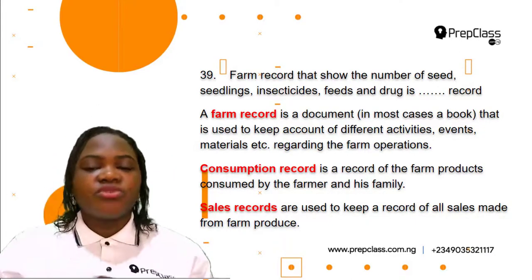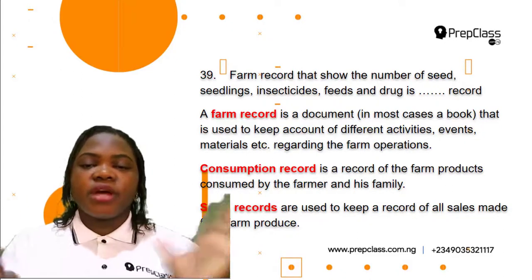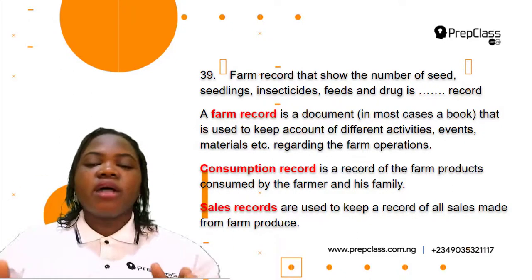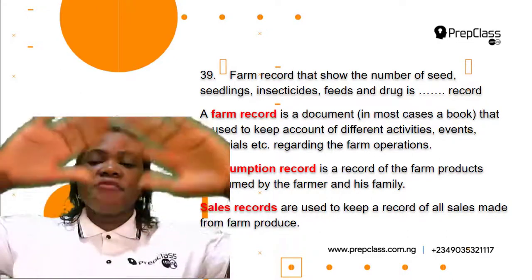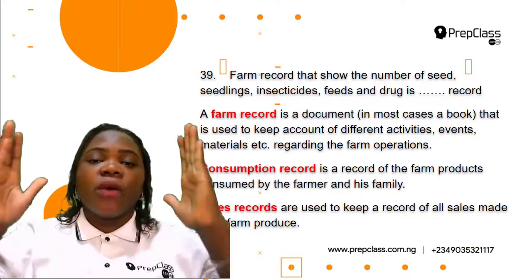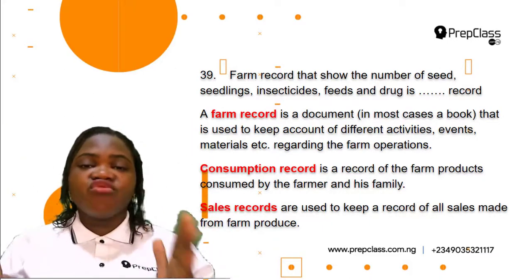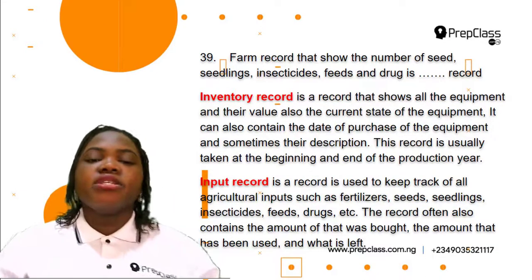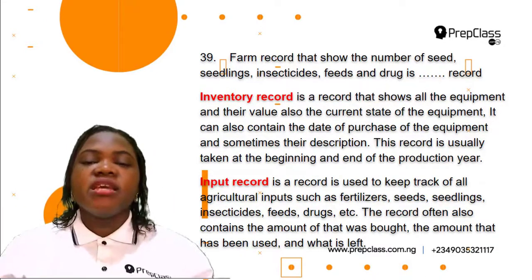Okay, the next one is sales record. From the name sales record, you should be able to find out what that means. So sales records are used to keep a record of all sales made from farm produce. So everything that was sold in the farm is recorded in the sales records. Okay, so the next one is inventory record.